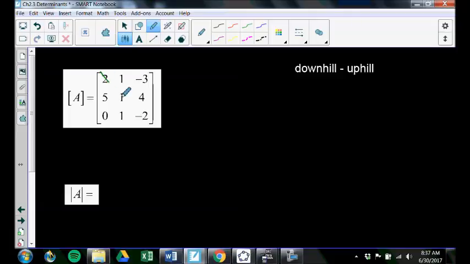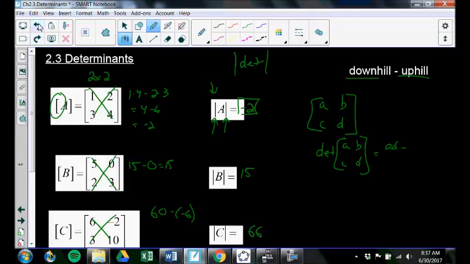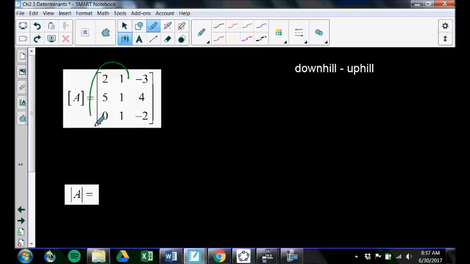Well, we can't just do this minus this, because that leaves out a bunch of numbers. So instead what we do is we take these 2 columns, and we copy them down again over here. So I'm going to have 2, 5, 0, 1, 1, 1. Now I'm going to multiply and add these, multiply and add these, multiply and add these.